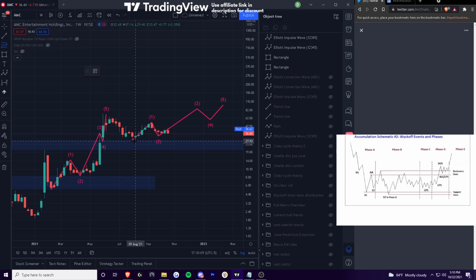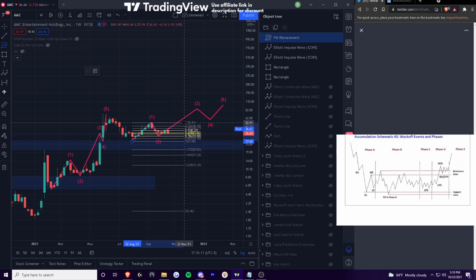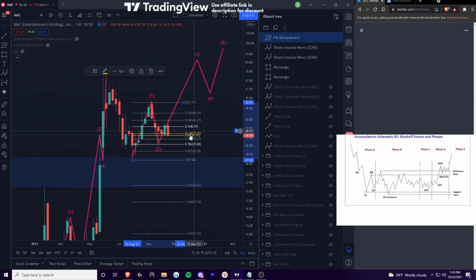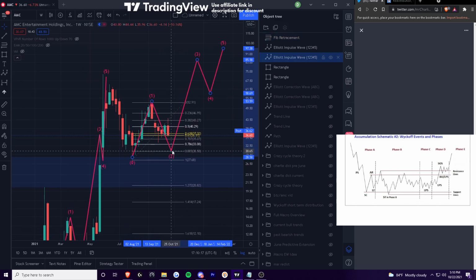If we were to come down here, you still have your 885 Fibonacci level, which is a technical Fibonacci level, and you could technically submit this as support and say, hey, we're going to wave 3, and that's the $30.58 level. If you're curious.